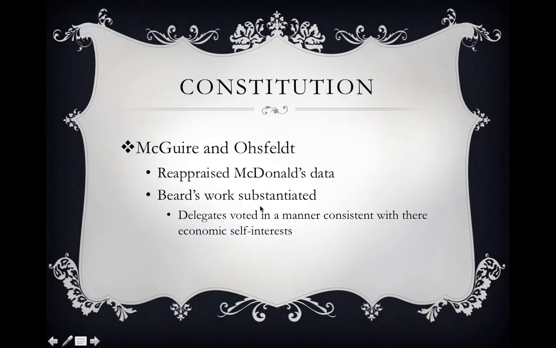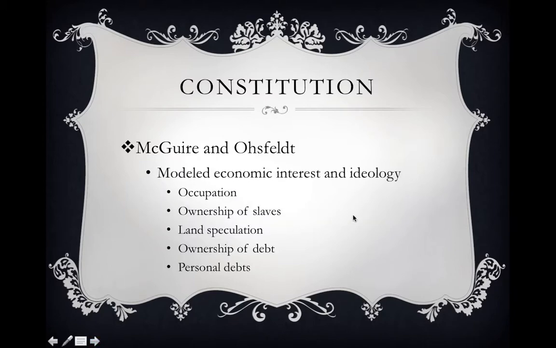They say that when they do actual econometric modeling on voting patterns, they see patterns that are consistent with economic self-interest. All right? They looked at and controlled for people's occupation. So I want you to remember what types of predictive factors McGuire and Osfelt used in their econometric model that tried to predict voting patterns on the Constitution. So they included controls for the occupation of the voter, whether or not they owned slaves, whether or not they were involved in land speculation, how much debt they had.